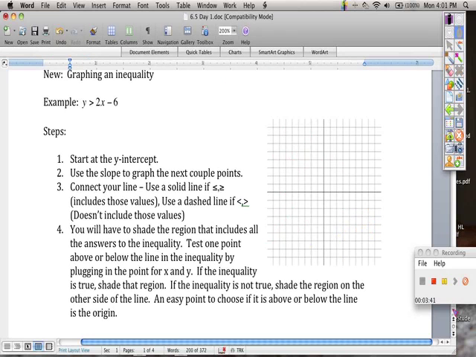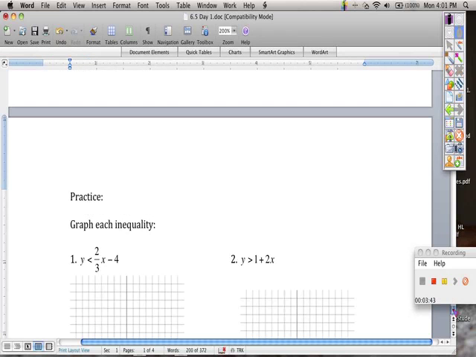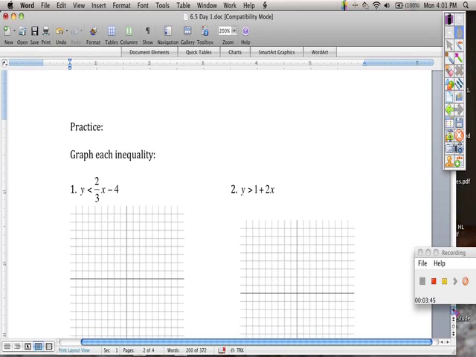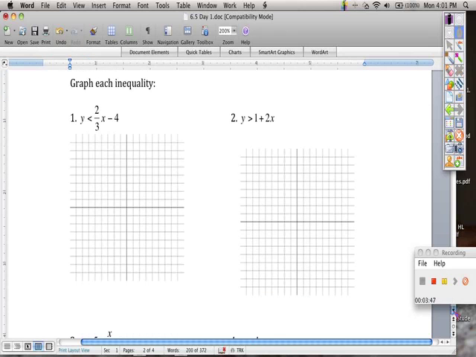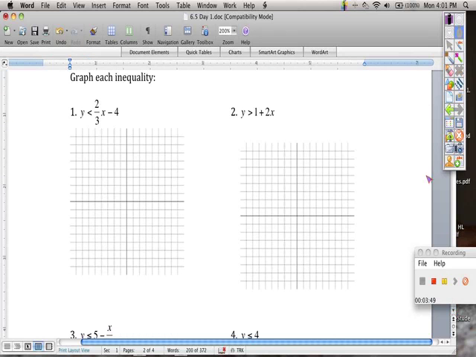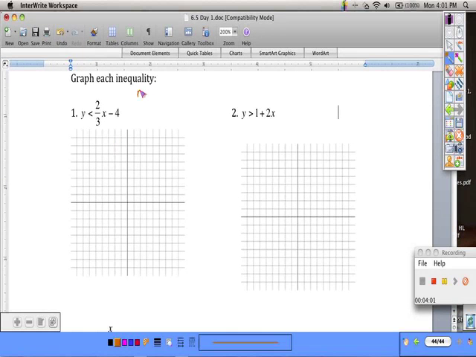On the next page, there are a bunch of examples, and what I would suggest is that you pause the video right now and attempt to graph all of these, and then come back and check to see if you're doing it right, or do them one at a time. But do them first and then watch the video. So for the first one, the slope is 2/3. The y-intercept is -4. So I go up 2 over 3.